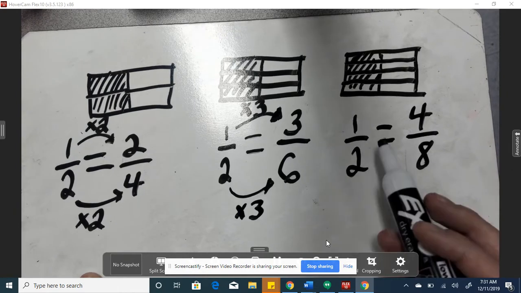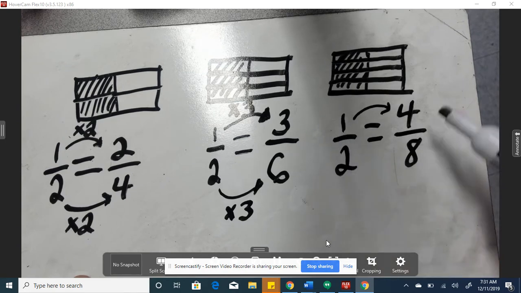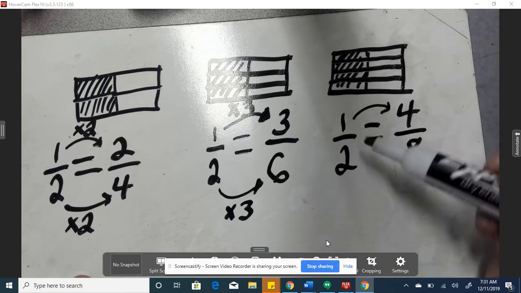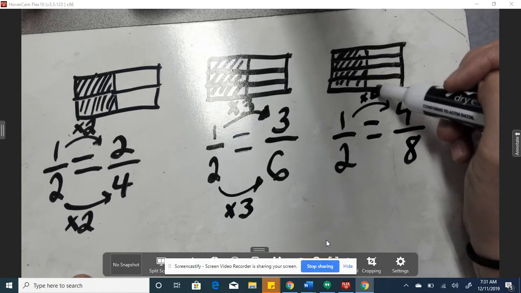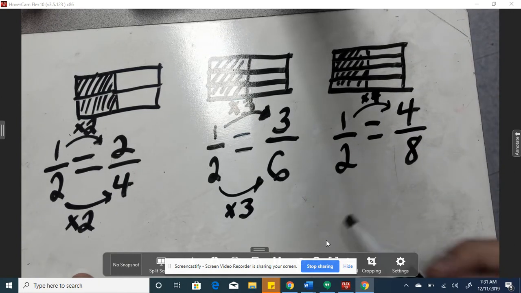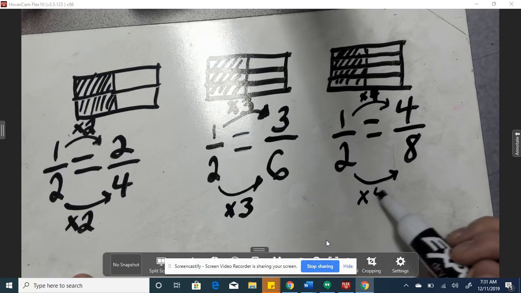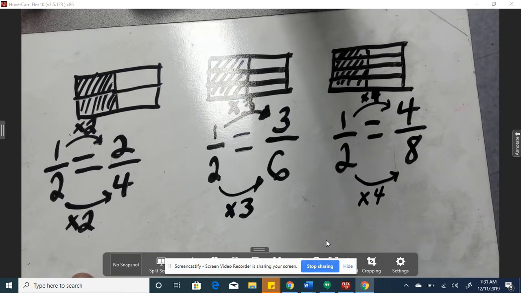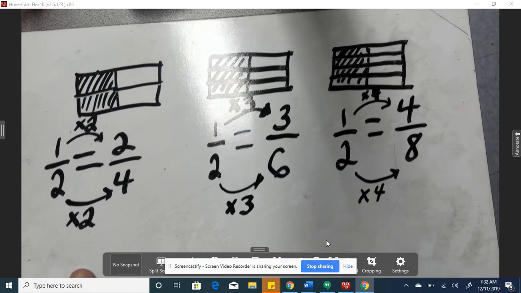Let's do it here. We had 1 piece shaded. Now we have 4 parts shaded. 1 times 4 gets us to 4. And let's see if it works on the bottom. 2 times 4 equals 8. So once again, we multiply the numerator and the denominator by the same number.